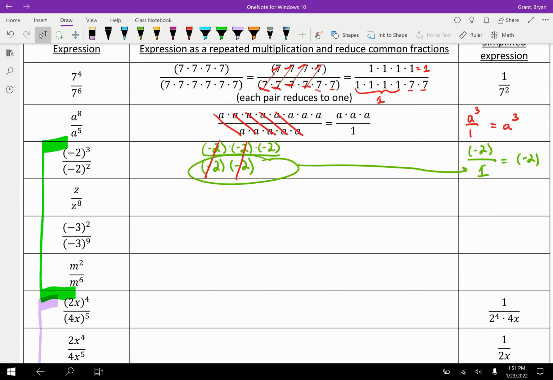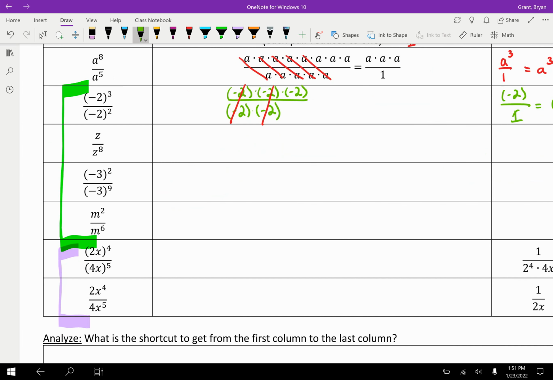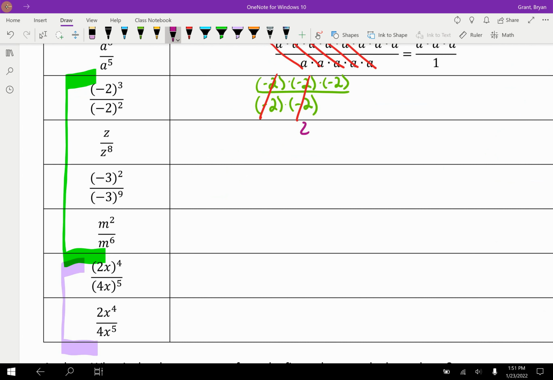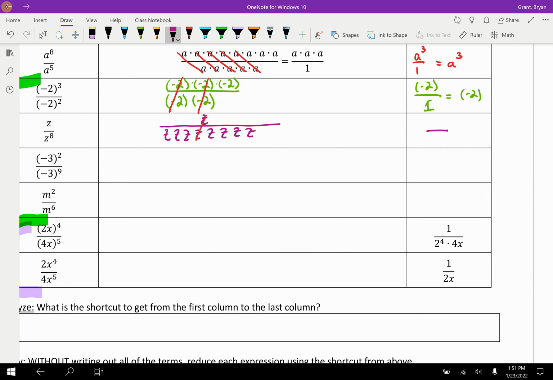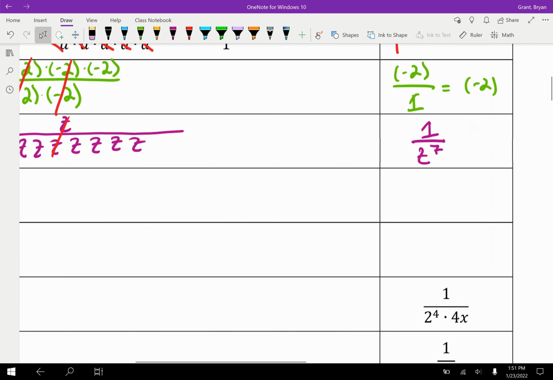Let's go again. z over z to the 8th. Well, z, that's just a single z. So we have z on the top. I meant to switch colors here. Let's give that a second shot. There we go. z on the top. And then we have 8 of them on the bottom. 1, 2, 3, 4, 5, 6, 7, 8. And it looks like we can cancel or reduce 1 on the top and bottom. So what do we have left? Well, the top of the fraction, we need that 1 as a placeholder. The bottom, I see 1, 2, 3, 4, 5, 6, 7 of those z's, so that is z to the 7th power.